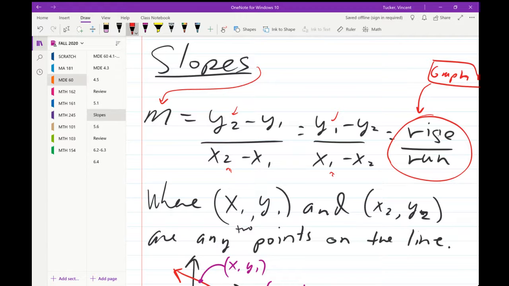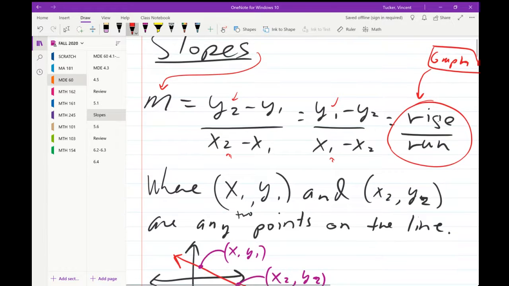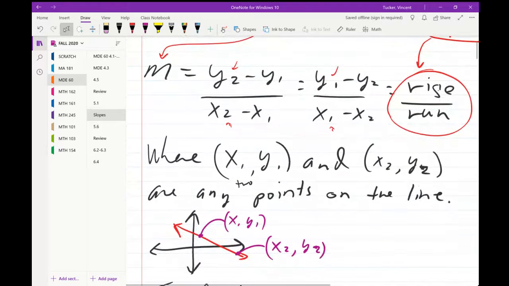Also, your slopes will be rise over run, and we will use that relationship when we're talking about graphing. So your variables of x1, y1, and x2, y2 would just be any points that are on that line. So any two points on the line will give you your slope if you calculate with them correctly.